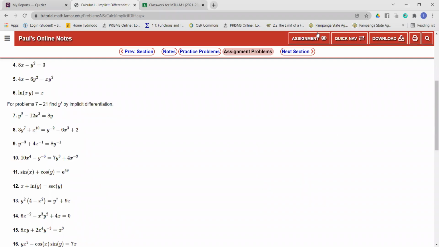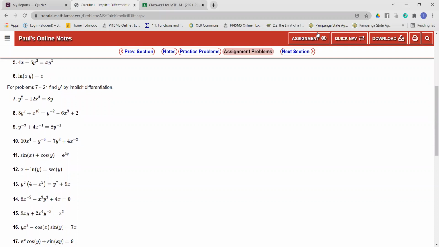Sige. Tingin tayo ng mas ano. Let's have number 11. No? Number 11, this is sine x plus cosine y equals e to the 4y. Ayan. Now, the derivative of sine x is cosine x. And the derivative of cosine y is negative sine y. Negative sine y, however, again, y prime, no?